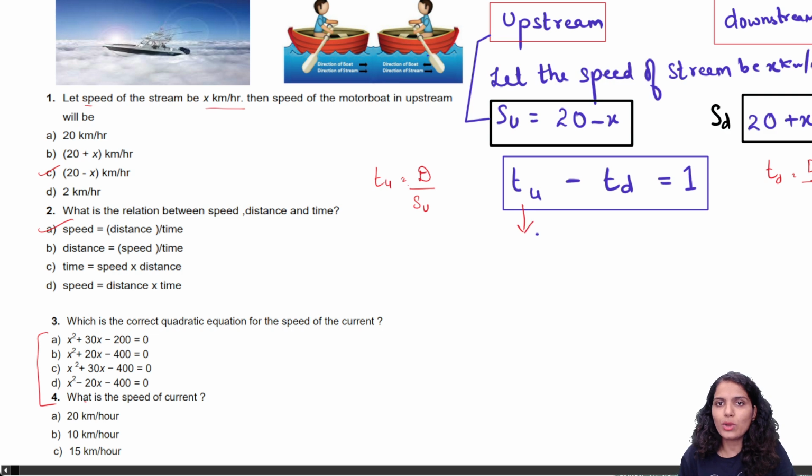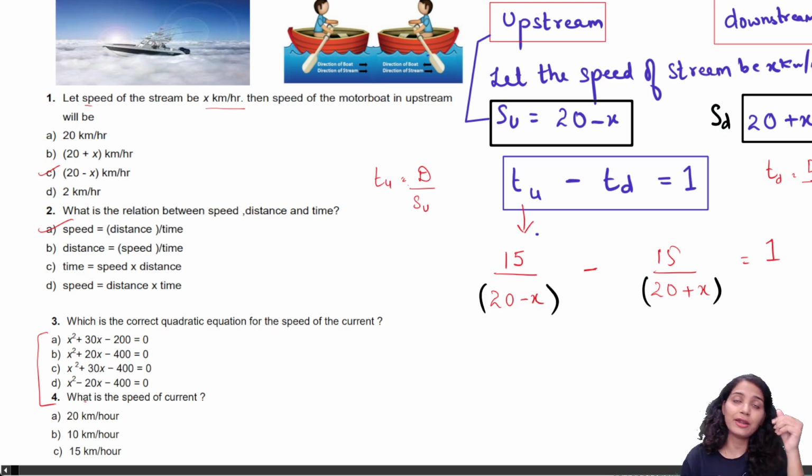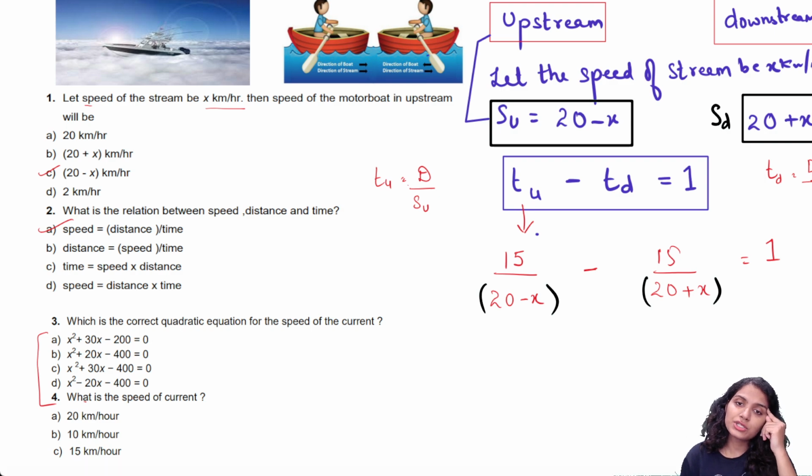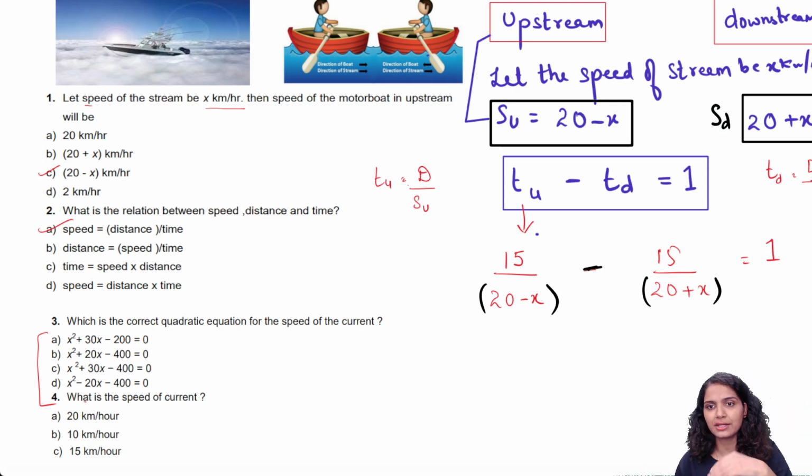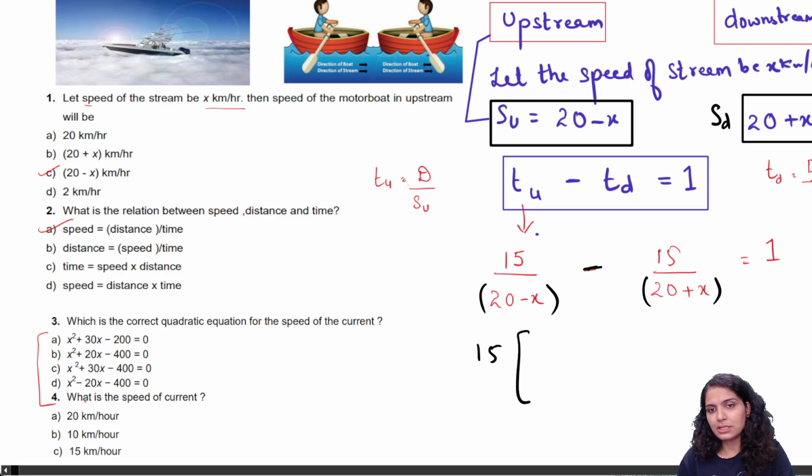So TU will be what? Distance is 15 and the speed is 20 minus x. TD is again 15 upon 20 plus x. And the difference in both the times is this. Make sure you're putting the bracket. This is really very important, otherwise you will land on the wrong answer, because you have a negative sign in between, and you know that if we have a bracket and a negative sign, it changes the sign, right? So take the 15 common. We now have 15 times (1 upon 20 minus x minus 1 upon 20 plus x) equals 1.